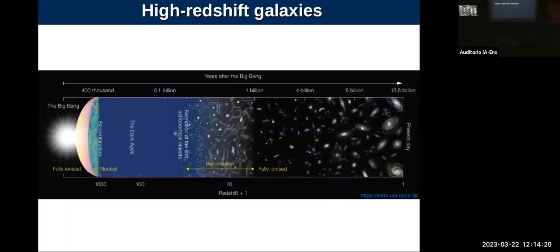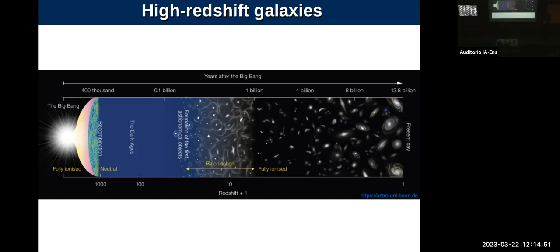So let me first move to the high redshift universe, and let's start where everything started. Let's start in the Big Bang. In the Big Bang, the first protons and electrons were created and were floating around in this very hot plasma. Once those electrons and protons recombined during the recombination phase, the universe became neutral, and this gave place to the dark ages. Then the first stars and galaxies started to form, and the photons coming from those stars and galaxies started to ionize the universe.